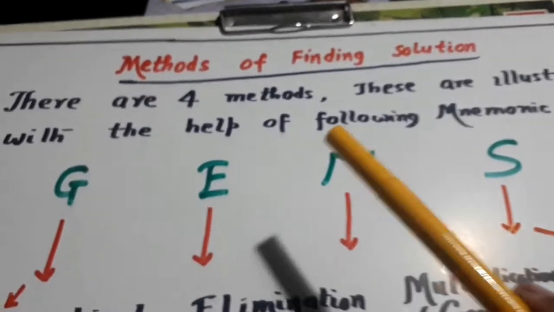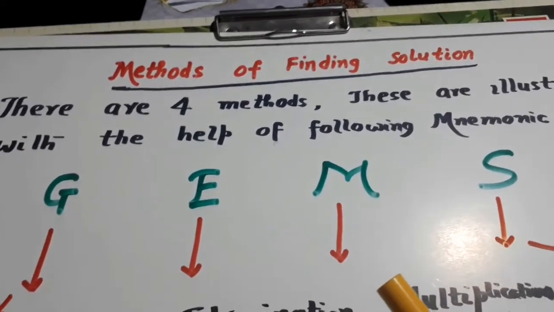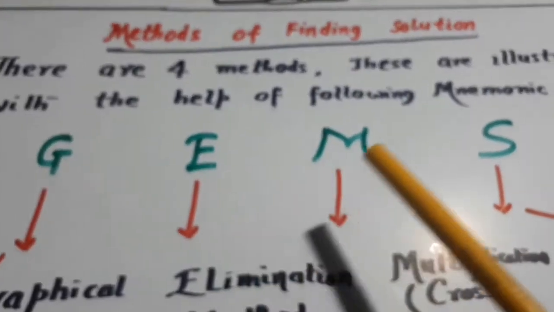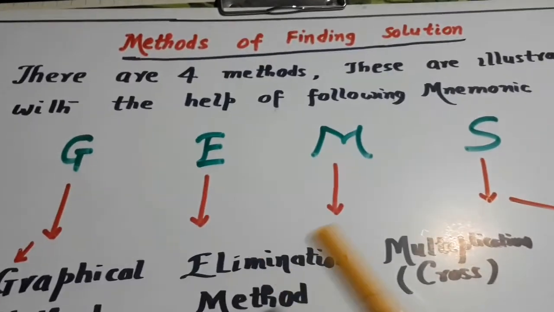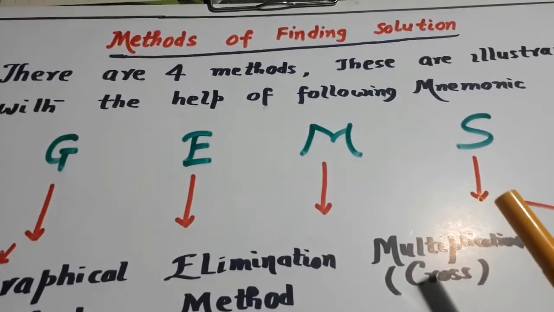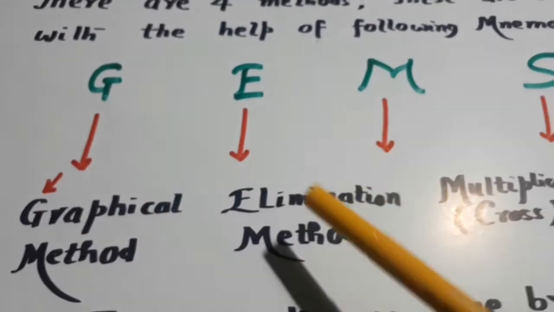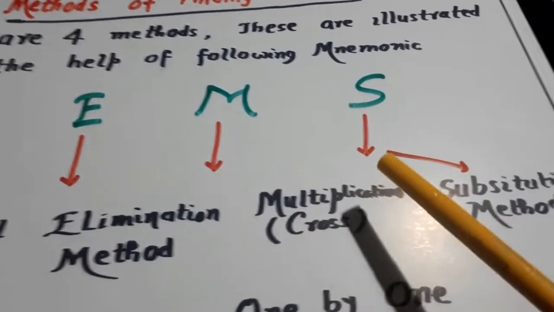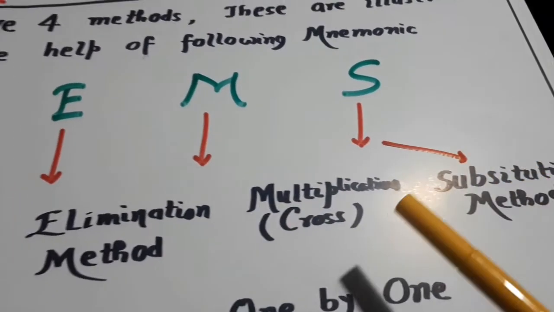How to find the solution? There are four methods. These are illustrated with the help of the following mnemonic. These four methods are GEMS: graphical method, elimination method, multiplication means cross multiplication method, and S stands for substitution method.